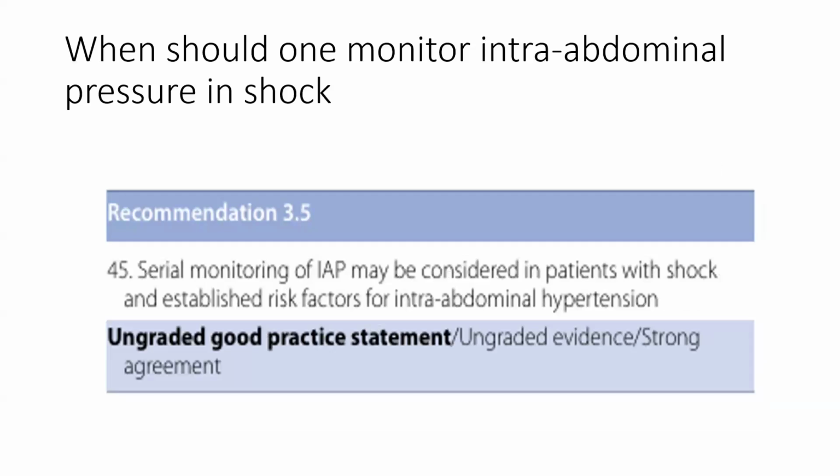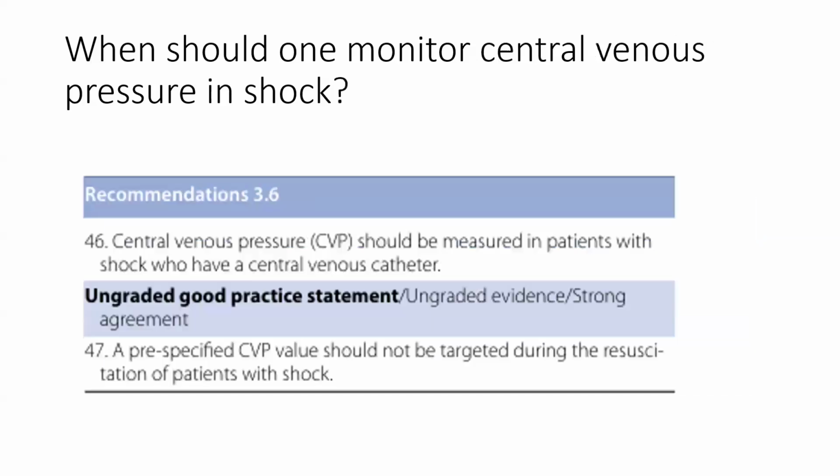So the next question is, when should we measure intra-abdominal pressure? Whenever we suspect the patient has a high chance of developing intra-abdominal hypertension, then serial measurement of intra-abdominal pressure should be considered. Like whenever we are dealing with a patient with pancreatitis, this patient has a high chance of developing intra-abdominal hypertension. So during the resuscitation phase, it is always recommended to measure intra-abdominal pressure.